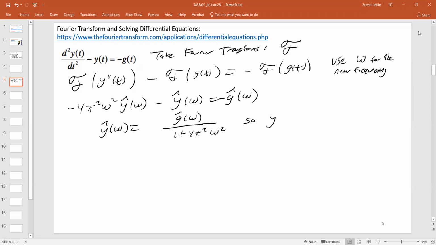So y hat, so let's do the inverse Fourier transform of y hat of omega would be the inverse Fourier transform of g hat of omega over 1 plus 4 pi squared omega squared. So if we can do the inverse Fourier transform, if we can compute that, we've now solved the equation. So the question is, can we find the inverse Fourier transform?